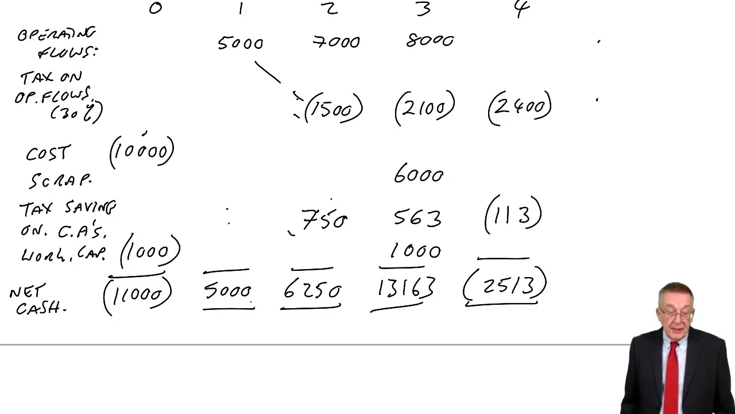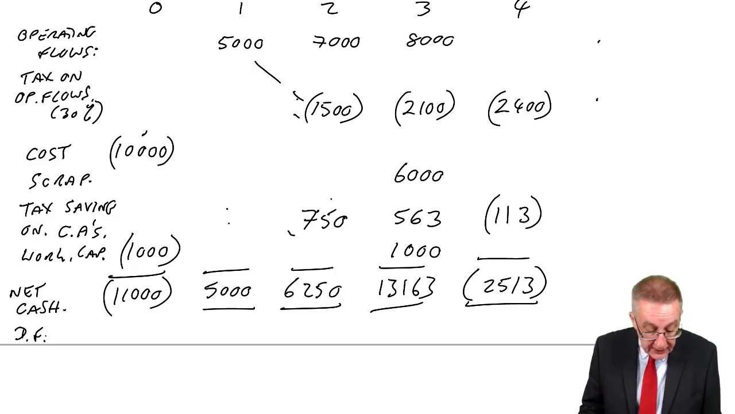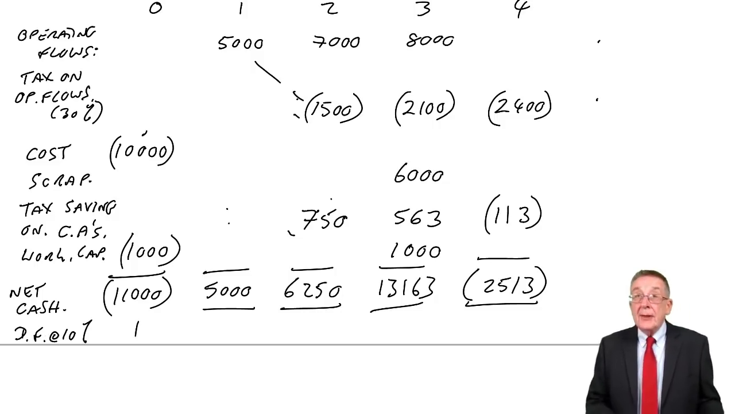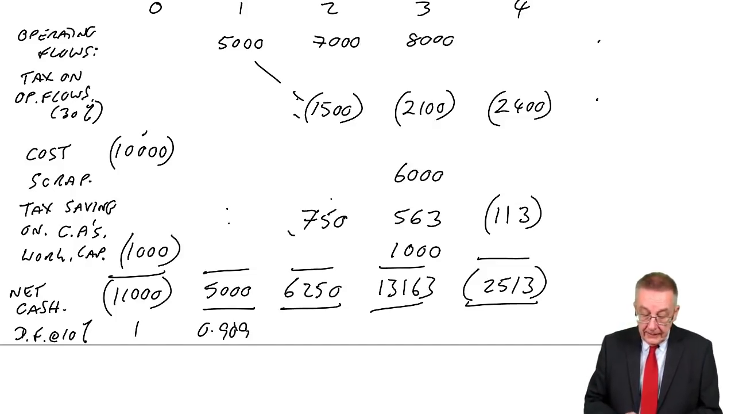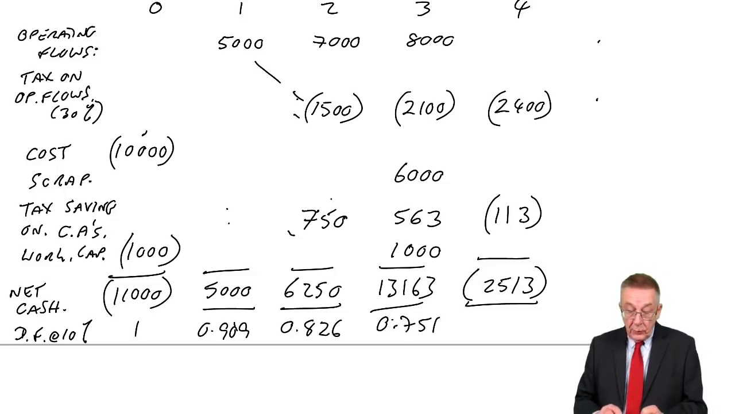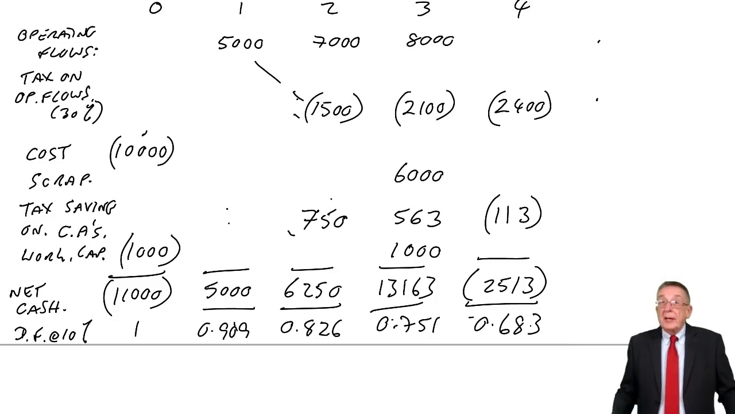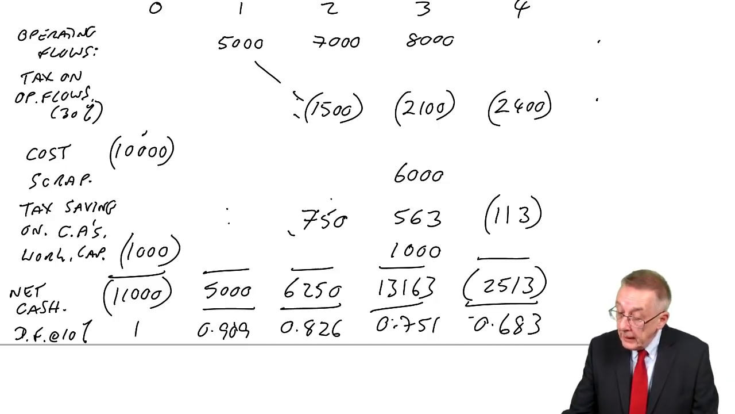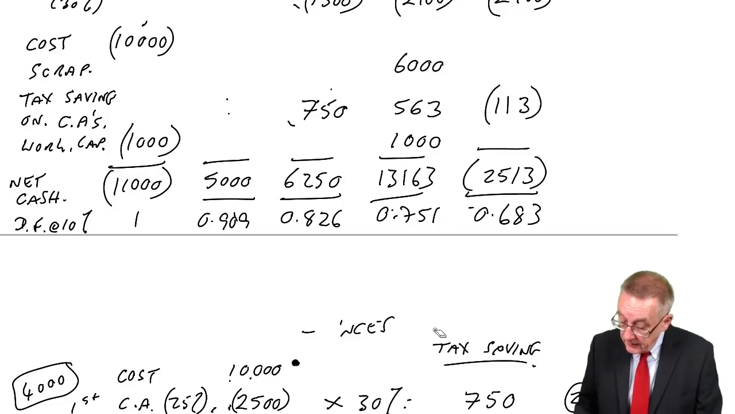This one, we are given the cost of capital. And so I am going to discount at 10%. And the discount factors for 1 year, 0.909. For 2 years, 0.826. For 3 years, 0.751, and finally for 4 years, 0.683. Well, we've spent enough time on the discounting in the previous chapter, and I did say this really has to be automatic and fast. Let me make some space.